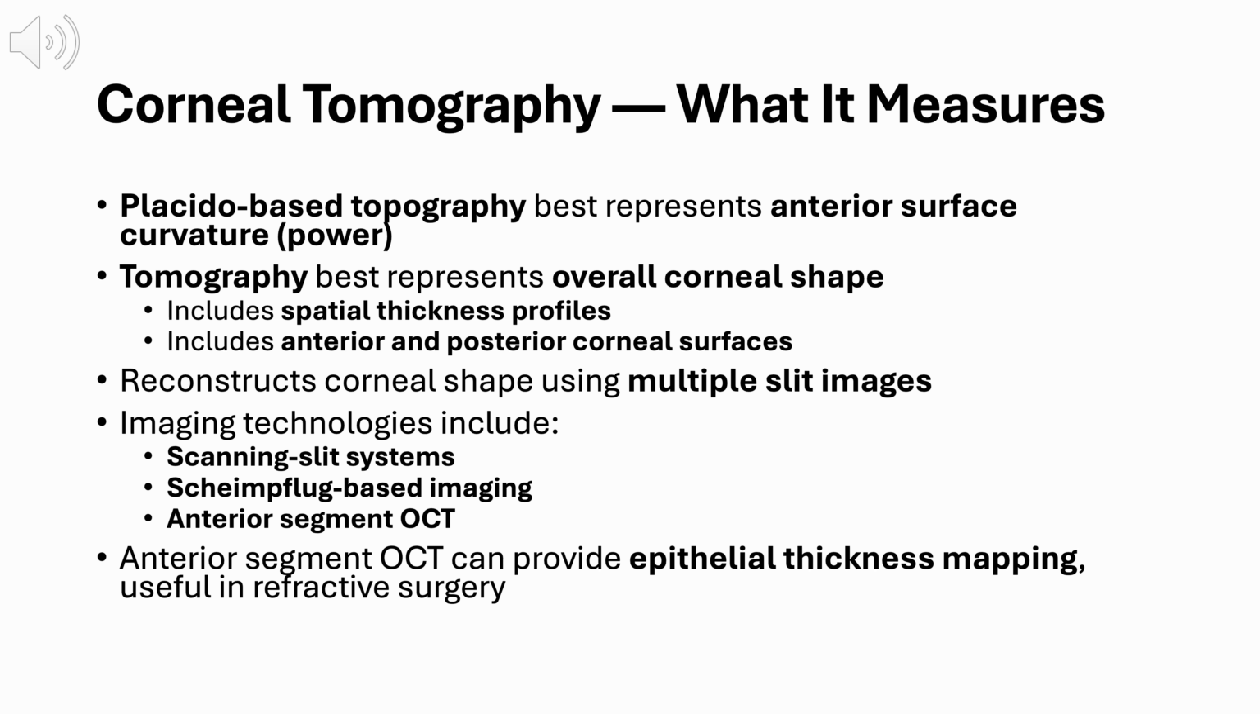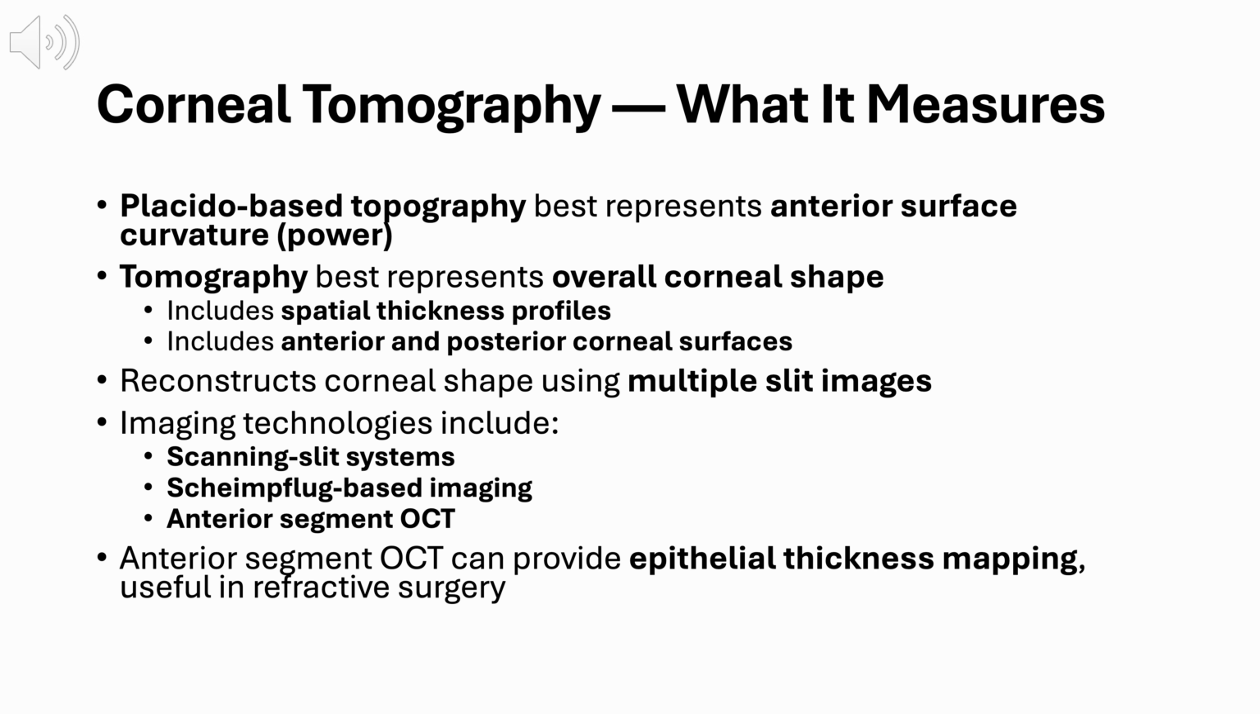Placido-based topography does its best work when we want to understand the anterior corneal surface, because it's essentially analyzing reflected rings off the tear film to estimate curvature and power. What it does not do well is tell us what's happening deeper in the cornea. Tomography, on the other hand, is designed to describe the overall corneal shape.